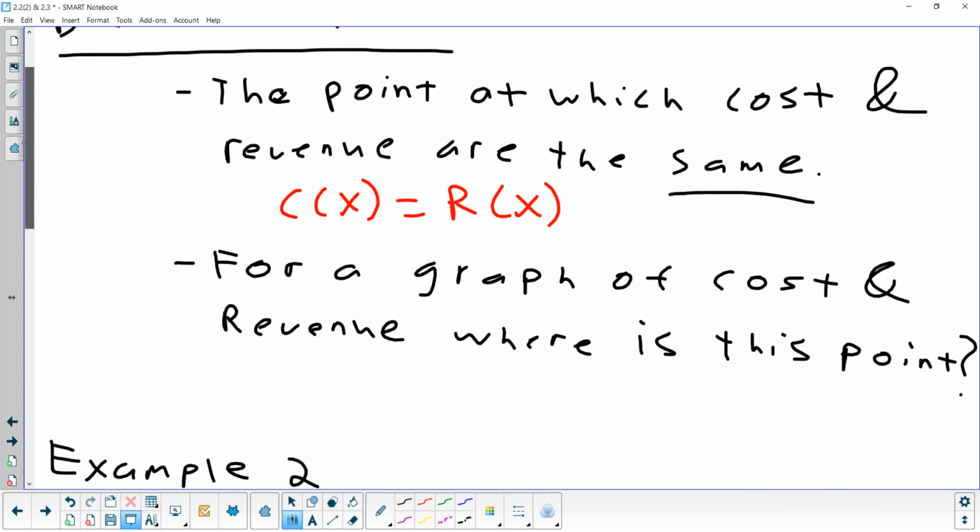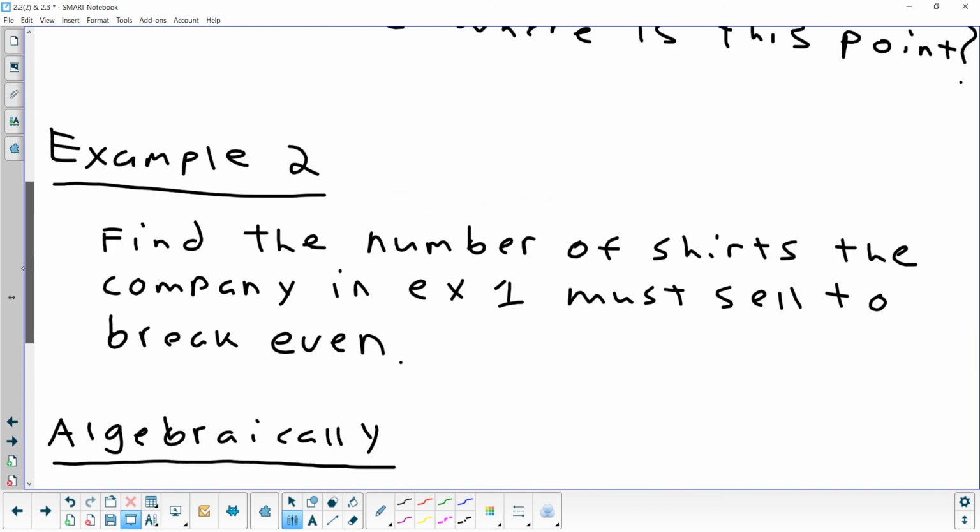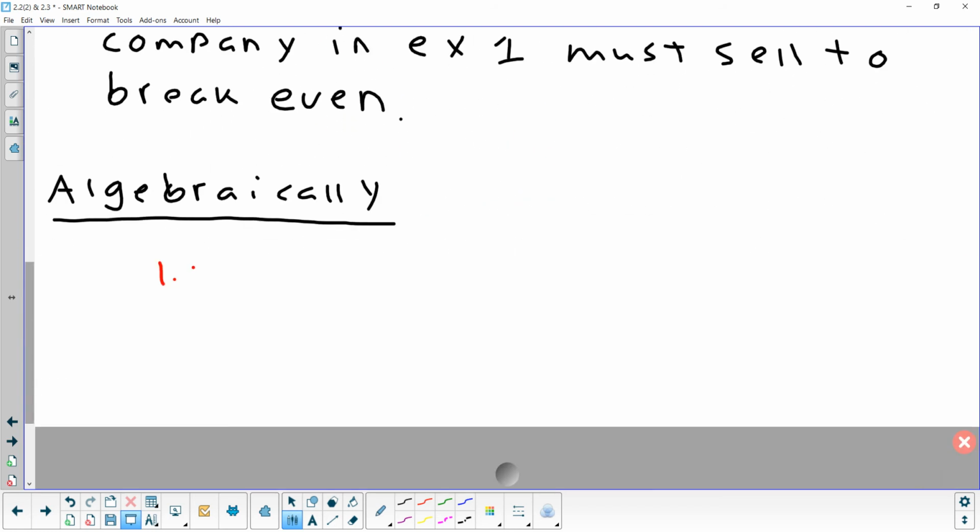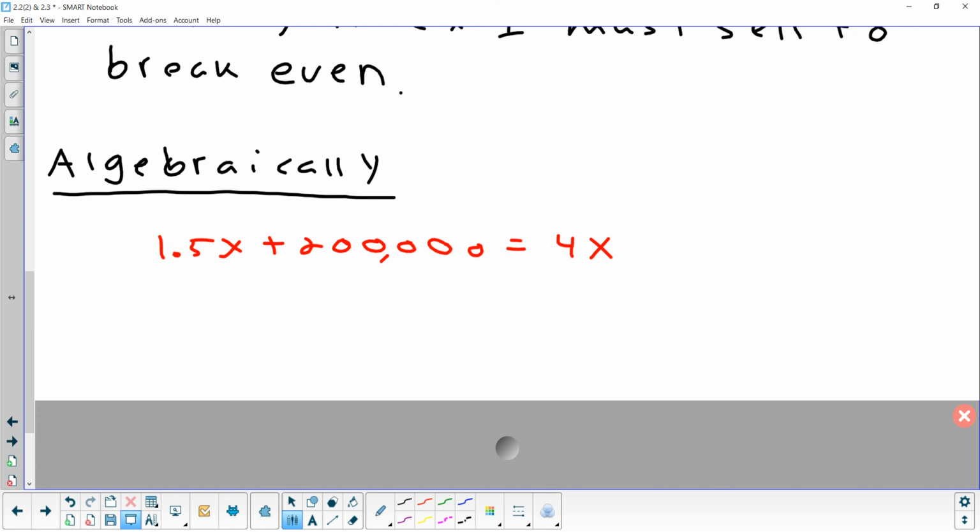So remember, it's where cost equals revenue. So my cost is 1.5x plus 200,000. My revenue is 4x. We can solve that equation for x in 2 steps. Anyone think they can tell me my first step to get x by itself? Yep, go ahead, Bailey. Subtract 1.5 from each side. Yep, so subtract 1.5 from each side.